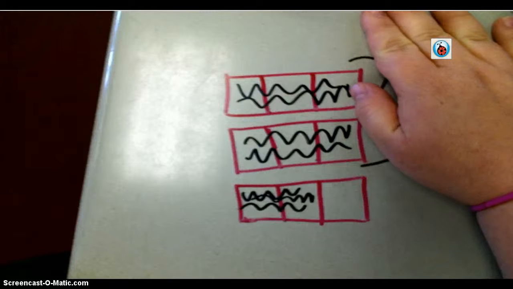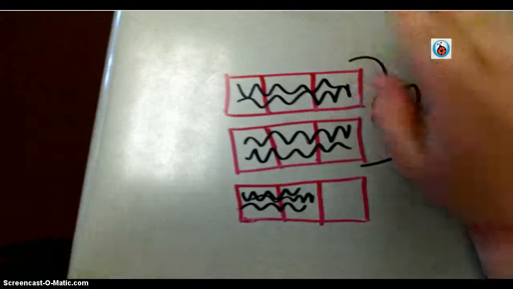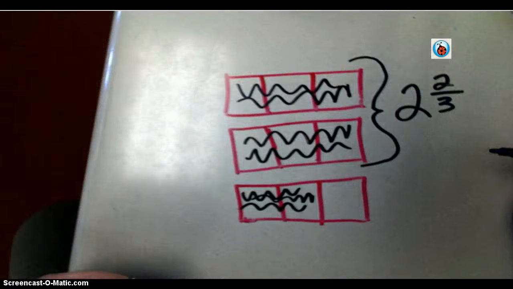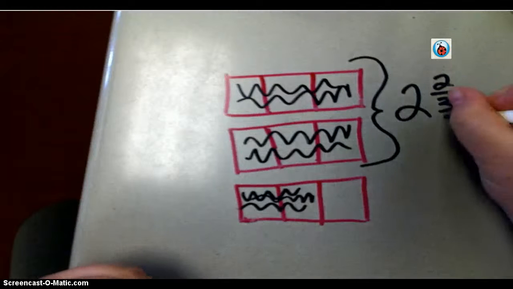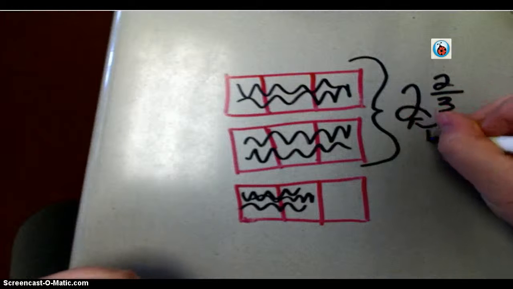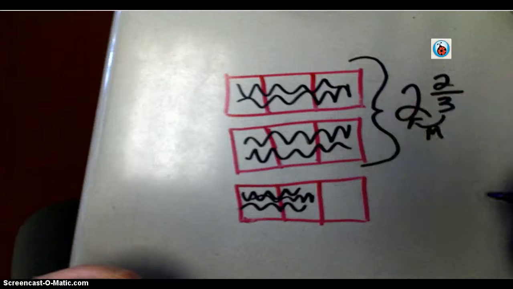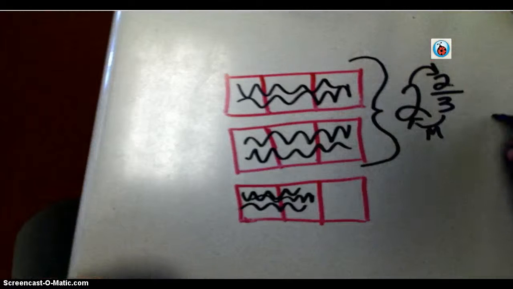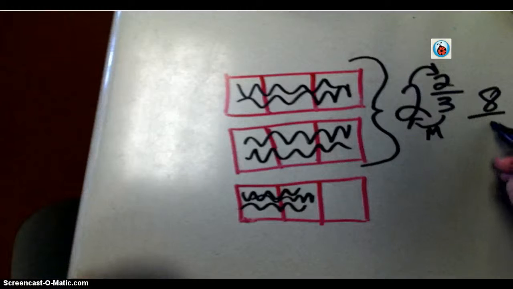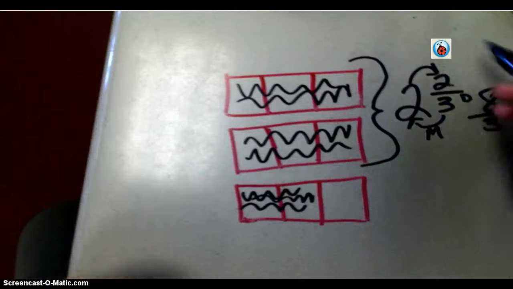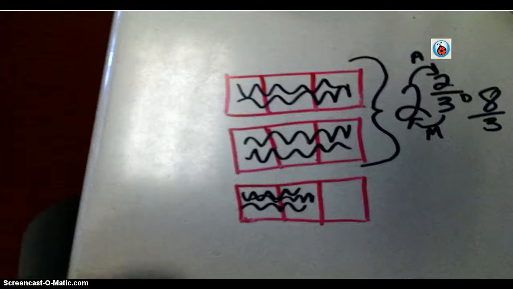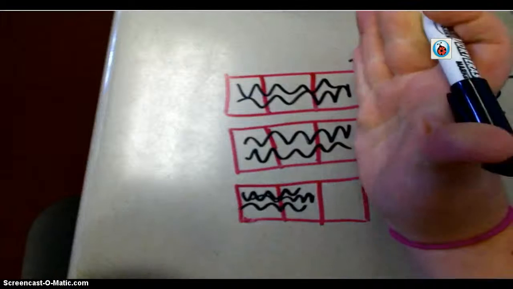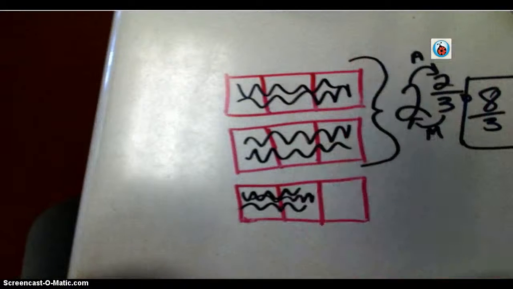Well, you could have cheated or used your resources, however you want to look at it, and said, oh, this is 2 2/3. I know how to change that to an improper fraction. So I could use my math skills, multiply 3 times 2 and get 6. Add 2 and get 8. Same denominator. Okay? Let's see if we can use just this picture and come up with 8/3.